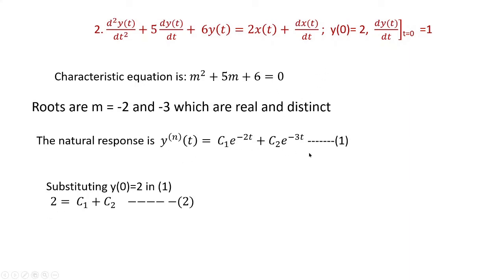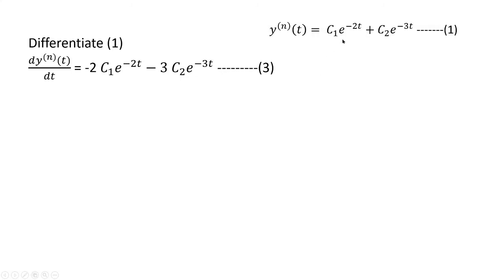And on the right hand side, when you put t is equal to 0, this e to the power of 0 becomes 1. So we have the equation c1 plus c2. So c1 plus c2 is equal to 2 is one relation that relates the two constants of this natural response. So to evaluate this c1 and c2, we need one more relation relating c1 and c2. To get that, we differentiate this equation 1.